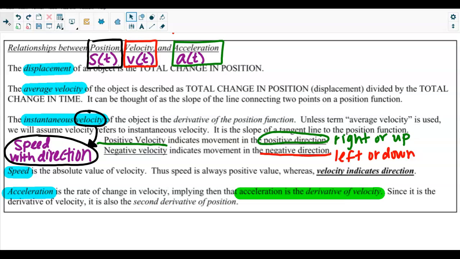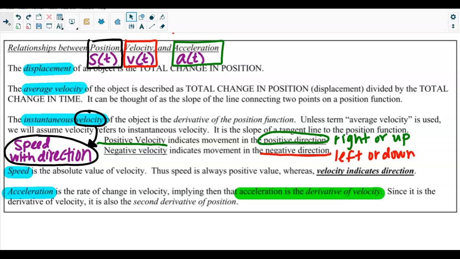Average velocity, remember if it's average, that's when you're finding the total change in position divided by the total change in time. So displacement divided by change in time. Whereas instantaneous velocity is the derivative of the position function, and we call that v of t. So basically velocity is speed with direction. If we have positive velocity, you have positive direction for your movement. It's either right or up. And then if your velocity is negative, we're either moving left or down.